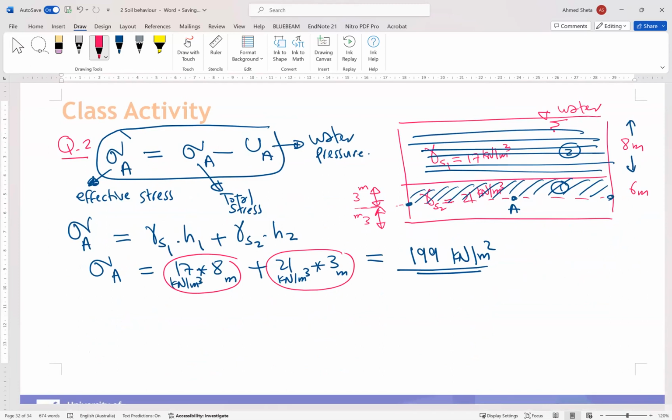Any question up to here? So this is the only new thing in this example for the total stress. And now the second step is u_A. How much is u_A?